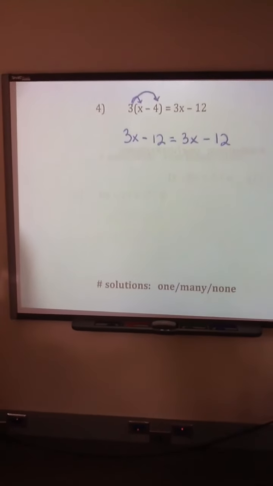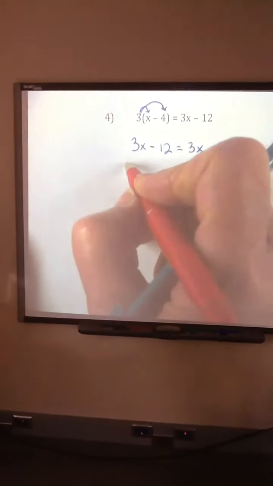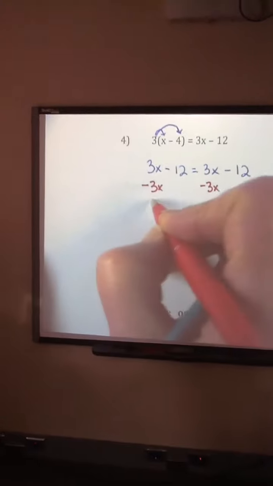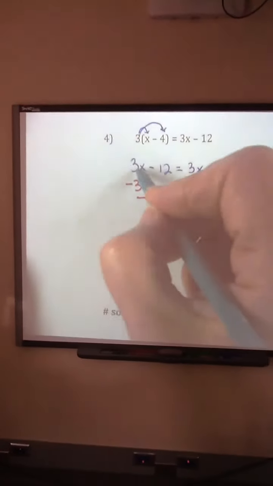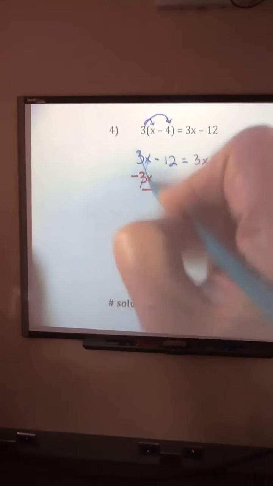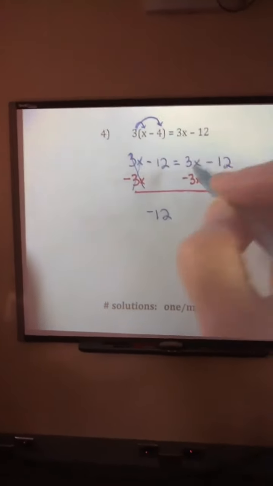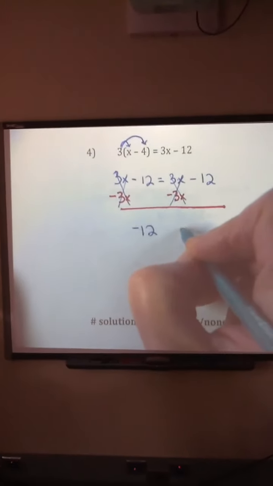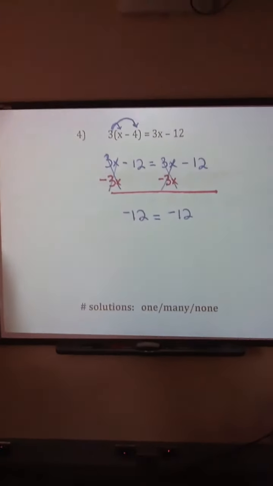The next step in our solving equations would be to get the variables together. So we would subtract 3x from each side of the equation. And what happens is the 3x minus 3x is 0, so it gets eliminated. We're left with negative 12. 3x minus 3x is 0. It gets eliminated. We're left with negative 12, and our equal sign is in between.